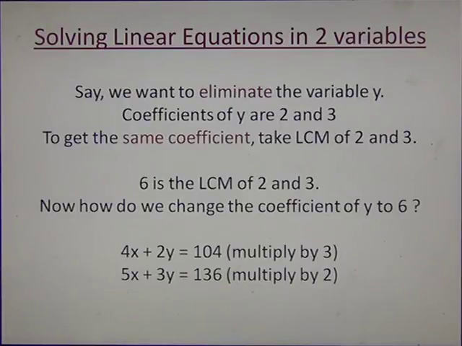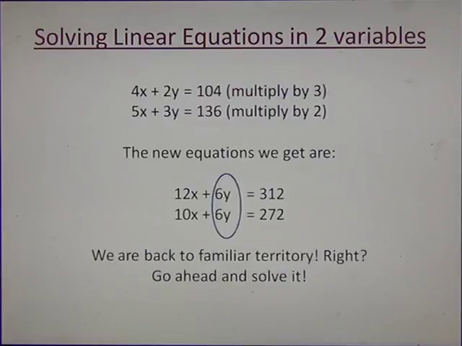So say we want to eliminate the variable y. The coefficients of y are 2 and 3, and to get the same coefficient we need to take the LCM of 2 and 3. So 6 is that number. And how do we change the coefficient of y to 6? We multiply the first equation by 3 and the second equation by 2. So the new equations would be 12x plus 6y is equal to 312 and 10x plus 6y is equal to 272. Now again we have seen such equations before, right? So can you try to solve them now?